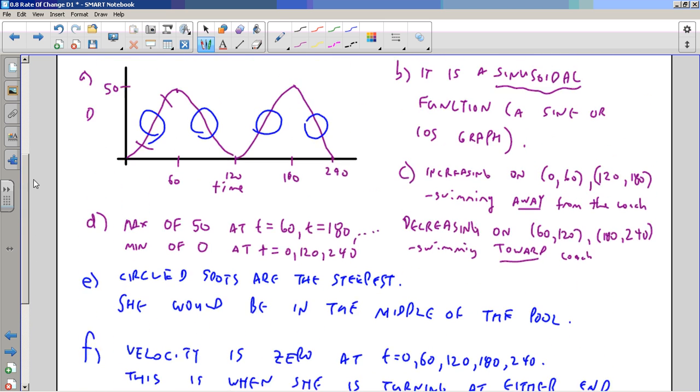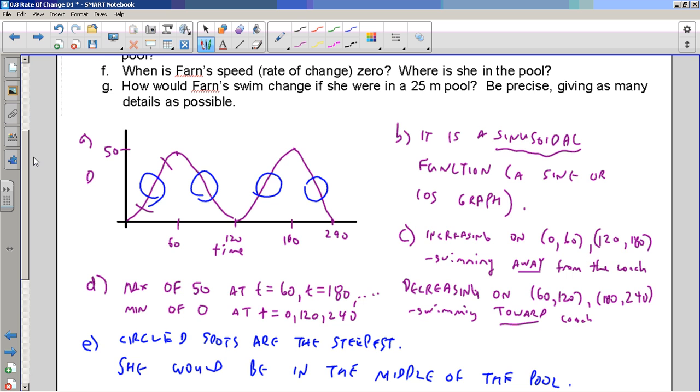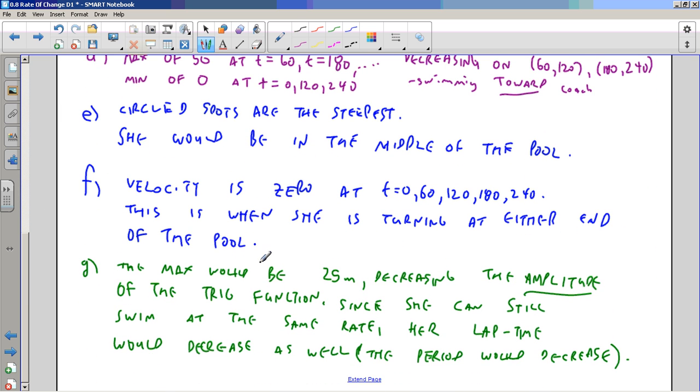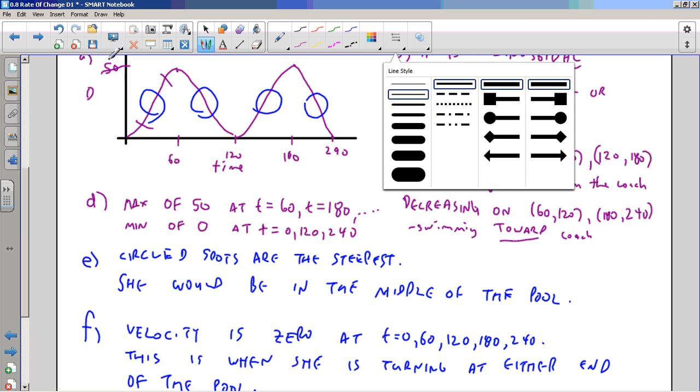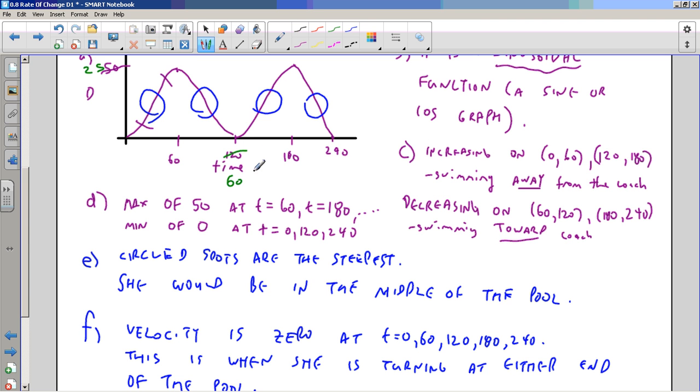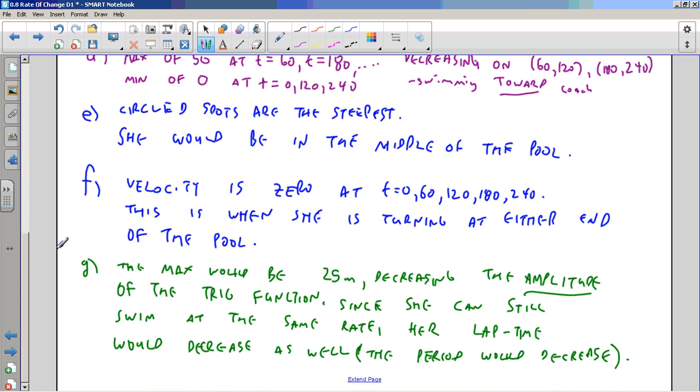And then the last one was to think of what happens if she was in a shorter pool. The maximum would be 25, decreasing the amplitude of the trig function, right? Because she doesn't get as far away. Also, since she can still swim at the same rate, her lap time would decrease as well. So, probably since she's swimming half the distance, it would take her about half the time as well. And so instead of 50 here, we'd have, let me get a different color, 25. Probably, even though it still takes her the same amount of time to turn, she couldn't swim the shorter pool in half the time, but it would be pretty close. All right, good. That's that.